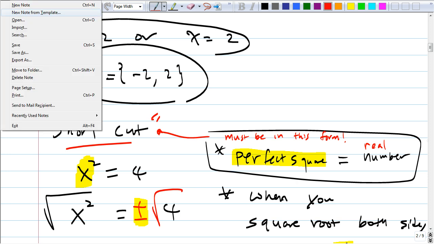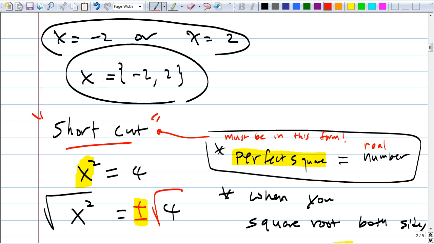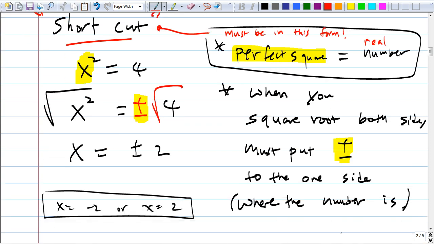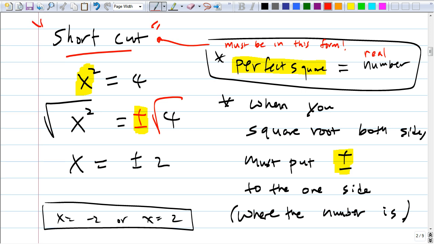So actually write this down. When you square root both sides, you have to remember to put plus or minus because there are 2 solutions, right, that you get. Okay, so this is a shortcut, but you just have to remember to put positive or negative in front of the square root when you square root both sides, okay?